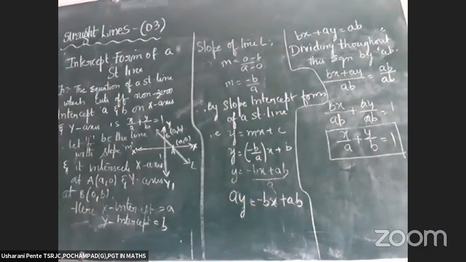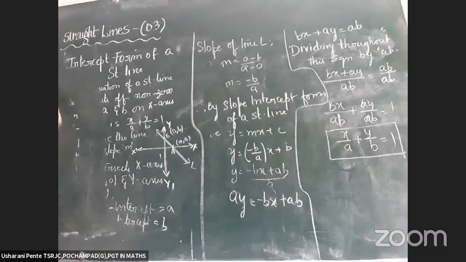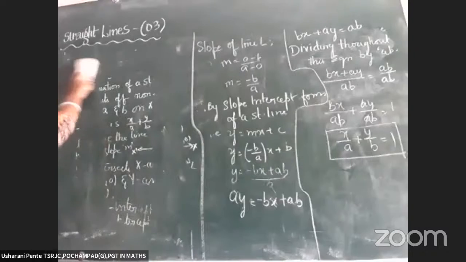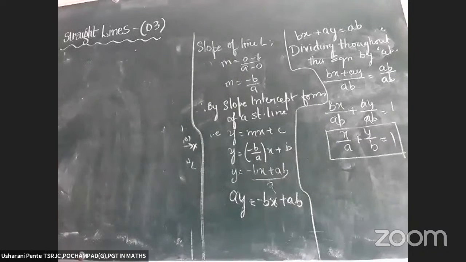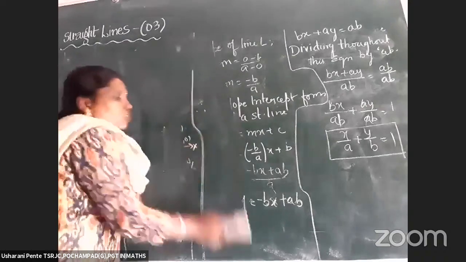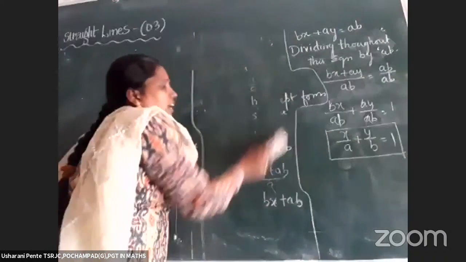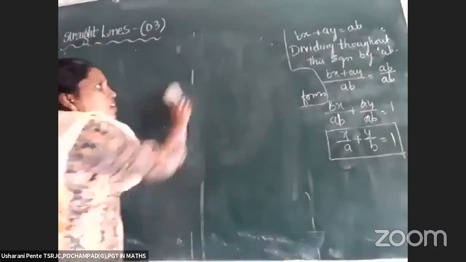We will see a sample problem regarding this. If they give the intercepts, how do we find the equation of a line?